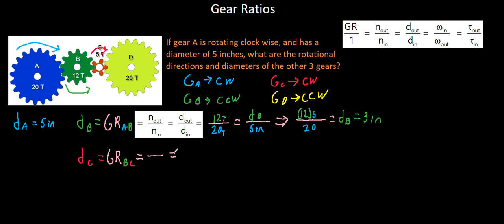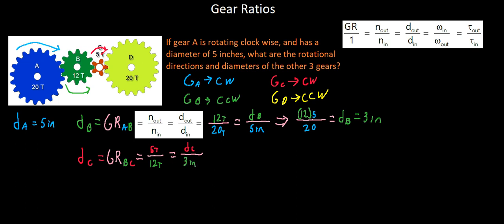So I can set the number output divided by the number input is equal to the diameter output divided by the diameter input, just like before. So what is our output? Well, our output is clearly gear C. And we know the number of teeth is 5. And of course, we know our number input as well. That would be gear B in this system, which is 12 teeth. We do not, however, know our diameter output or our diameter of gear C. And that's kind of the whole point of this. So we can just leave that as a variable. And on bottom, we will put our diameter, which we just found of gear B, which is 3 inches.